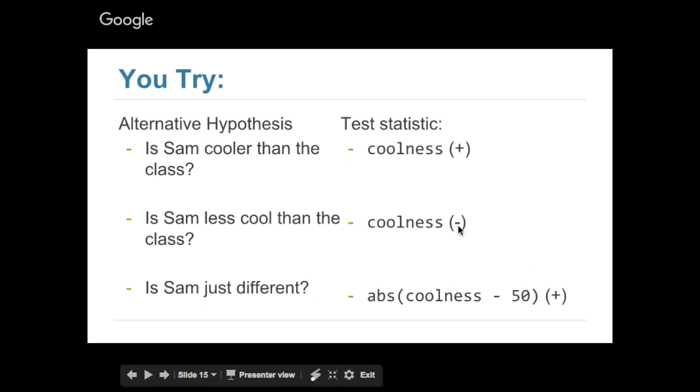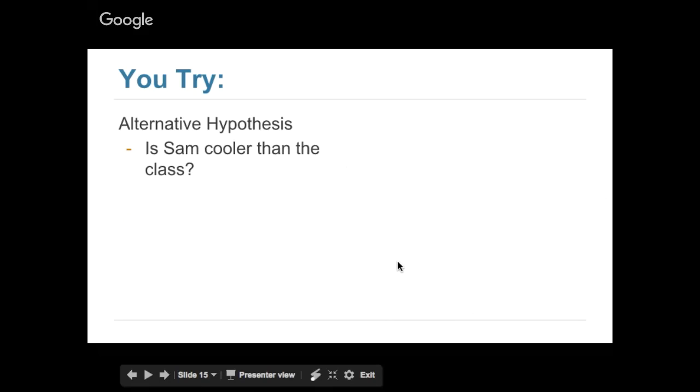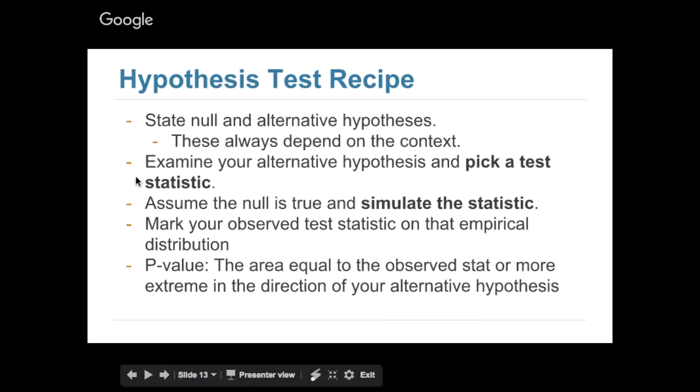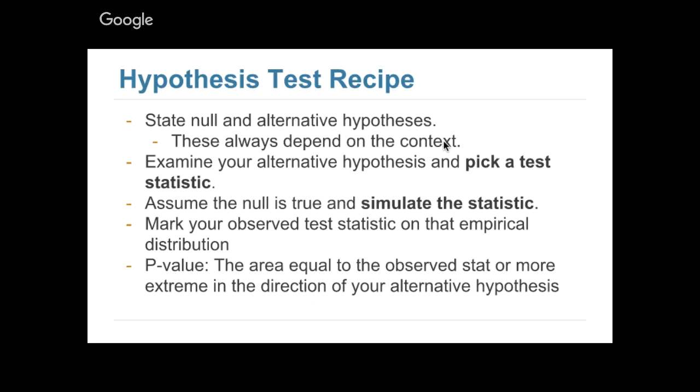Okay, so this is just a setup for the problem. Again, if I go back to my recipe, it's kind of like this step right here. I'm just looking at the second step right here. I still have more steps to do in order to actually figure out, okay, do I conclude that Sam is cooler or not?